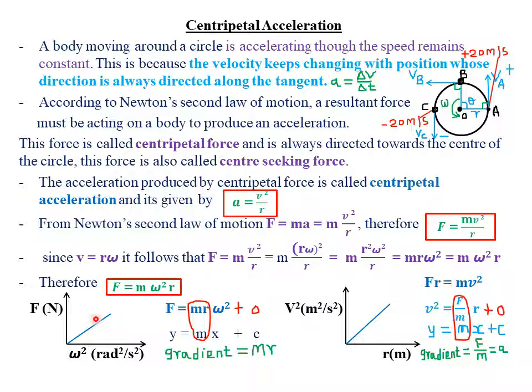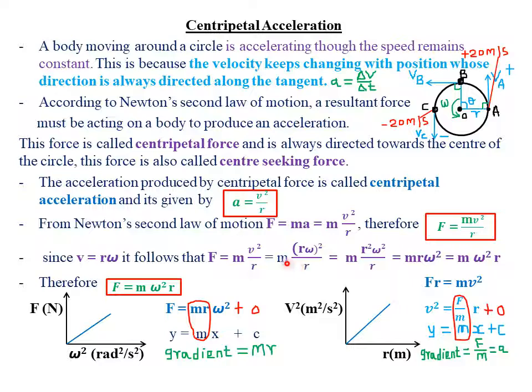Then they'll ask you, you'll be given maybe the mass of the body. Then they'll ask you to use the graph to find the radius. So you simply calculate the gradient or the slope of that particular graph. Then the value that you obtain, you equate it to mass times the radius. So if you are given the value of mass, you can easily compute the value of the radius.